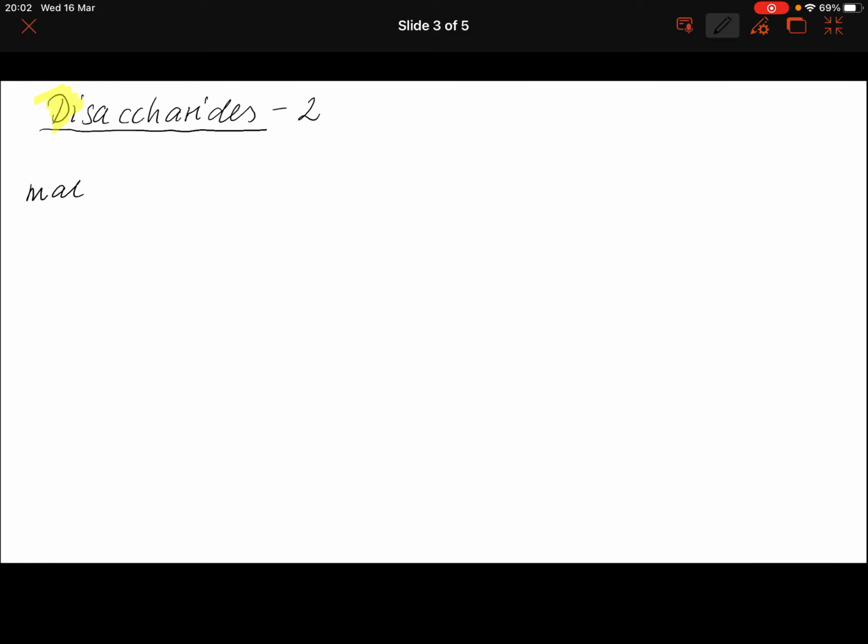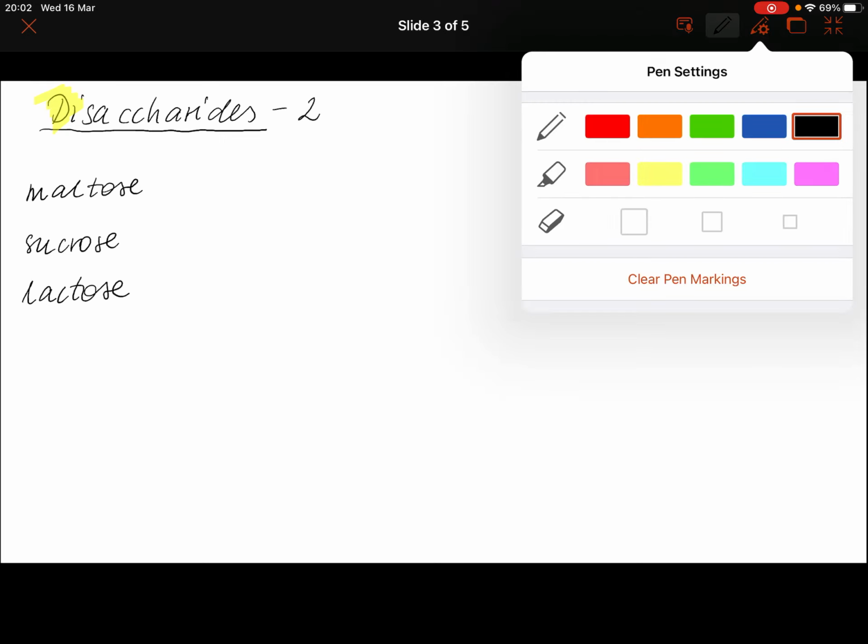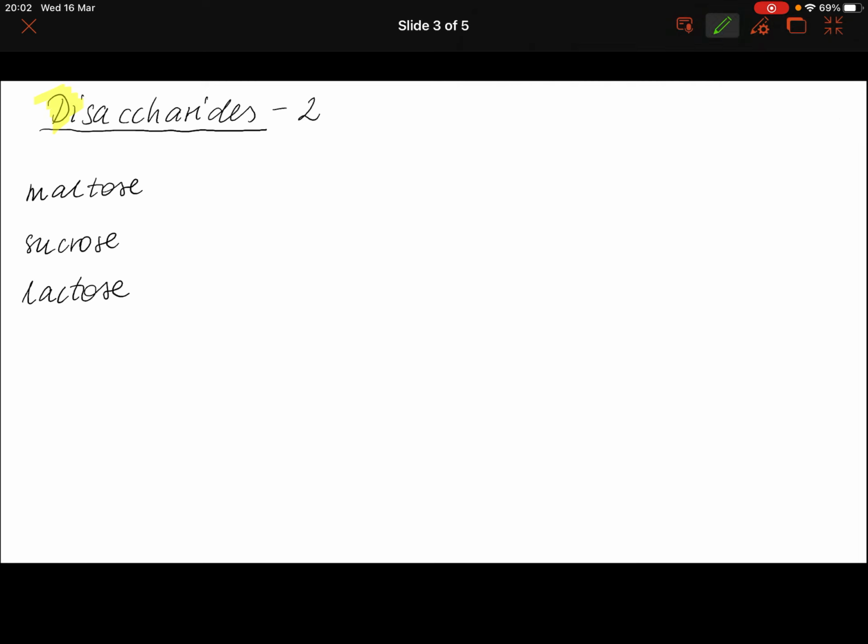There are three examples of the disaccharides that you need to be aware of. One of them is maltose. The other one that we've got is sucrose. And one more, lactose. We need to know what those disaccharides are formed from. So as we've said, they form from the condensation of two monosaccharides. Maltose is made of two alpha glucoses.